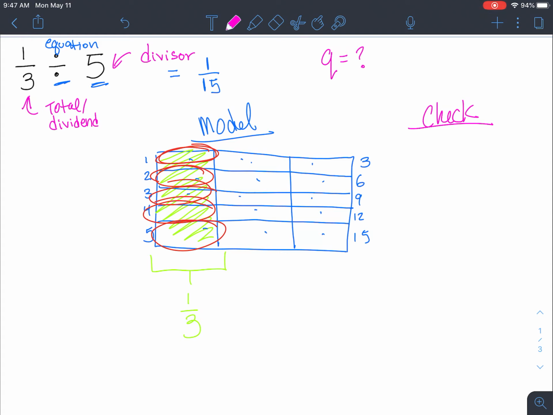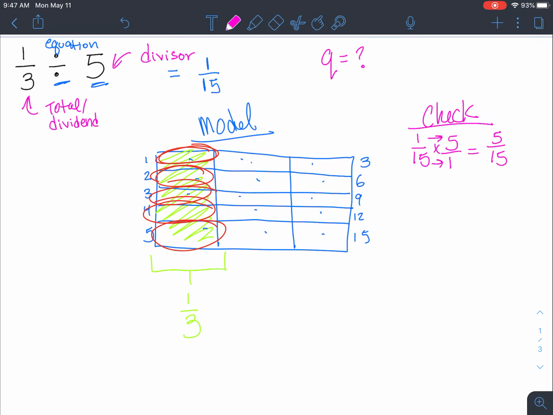All right. Any division problem ever, I know that I need to multiply the quotient. In this case, my quotient was 1/15 by my divisor. In this case, my divisor was 5. And that should give me my total of 1/3. Let's start multiplying. 1/15 times 5, I'm going to put a 1 in the denominator. When I multiply across, I get 5/15.